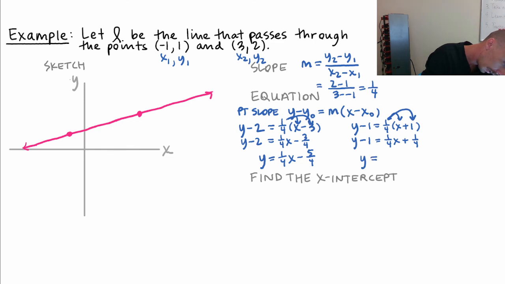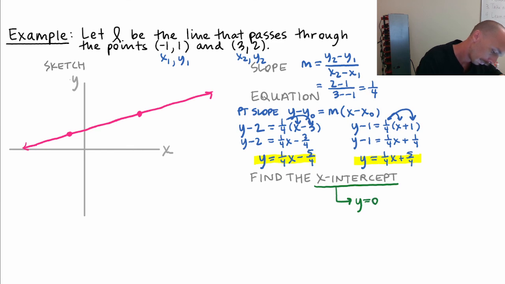So y is going to equal 1/4 x plus 5/4, which I already knew, but that's what I was setting out to show you, is that you're going to get the same thing regardless of which point you choose. It does not matter, right? So you can just choose whichever one you like better. Okay, and then find the x-intercept. Well, what we need to remember for an x-intercept is that's where y is equal to 0. Okay, and so we're going to plug in 0 for y on any of these equations. It's always going to give us the same thing.